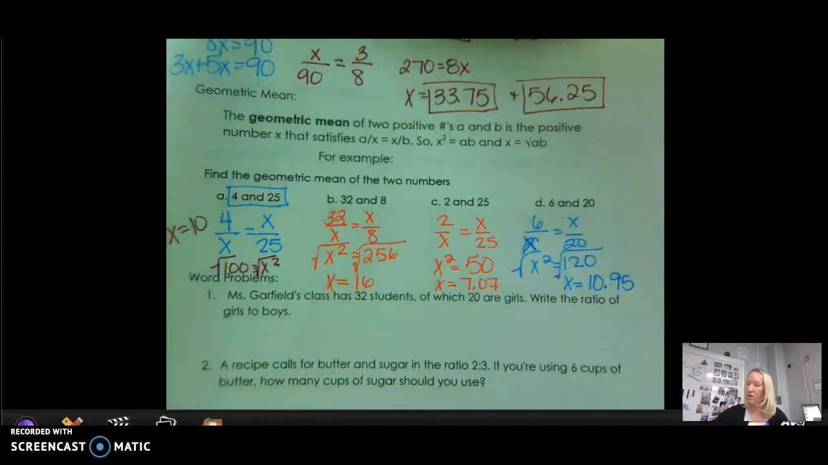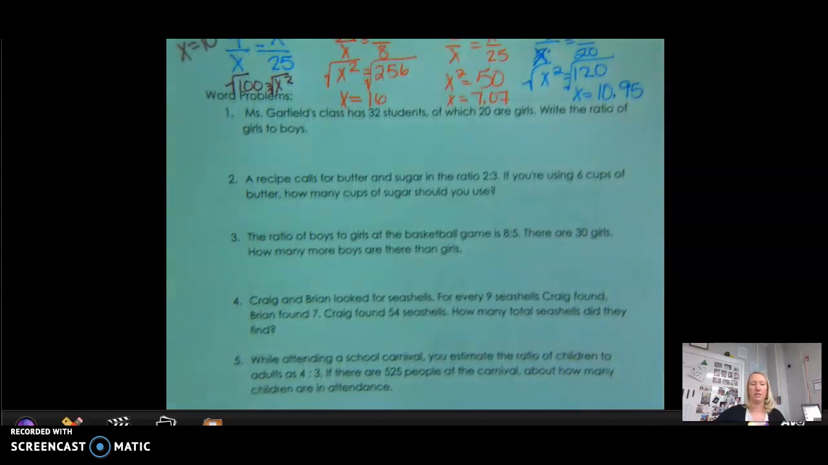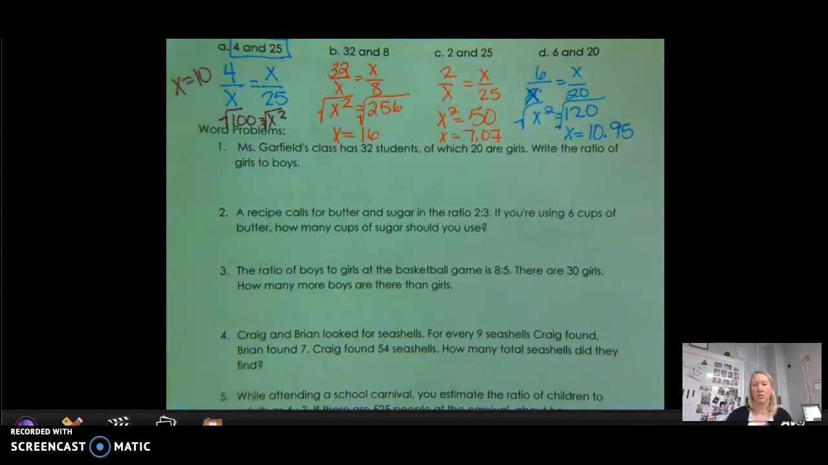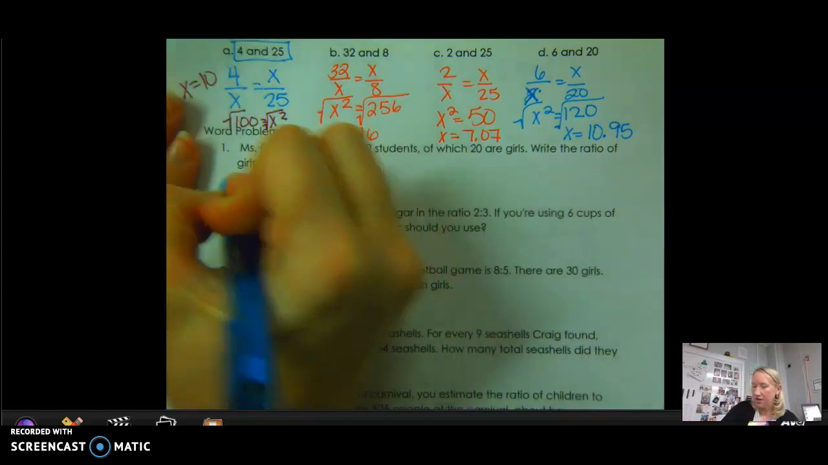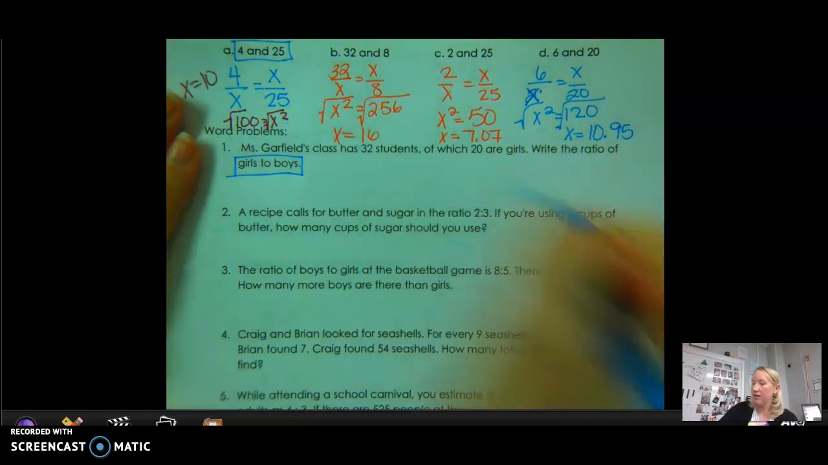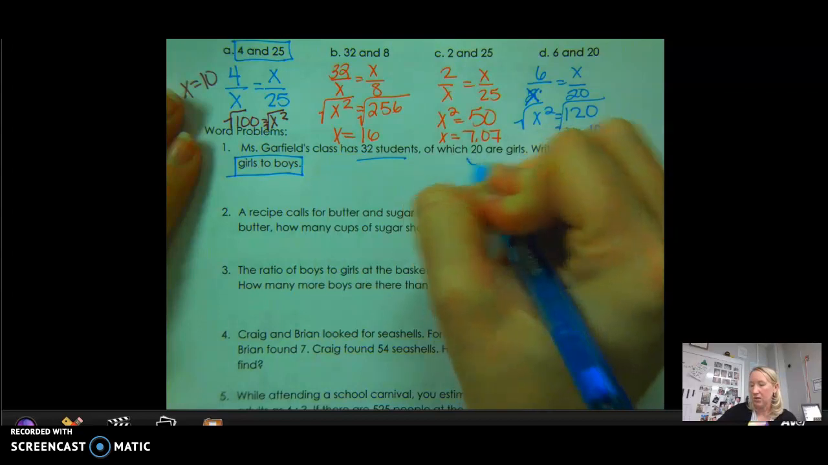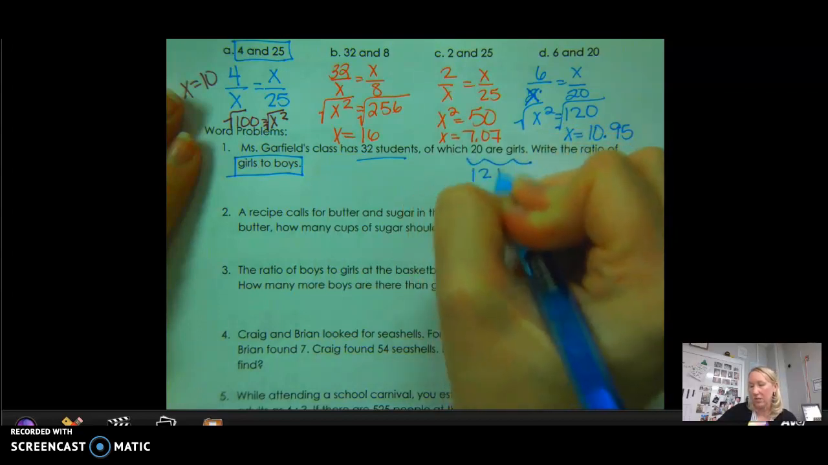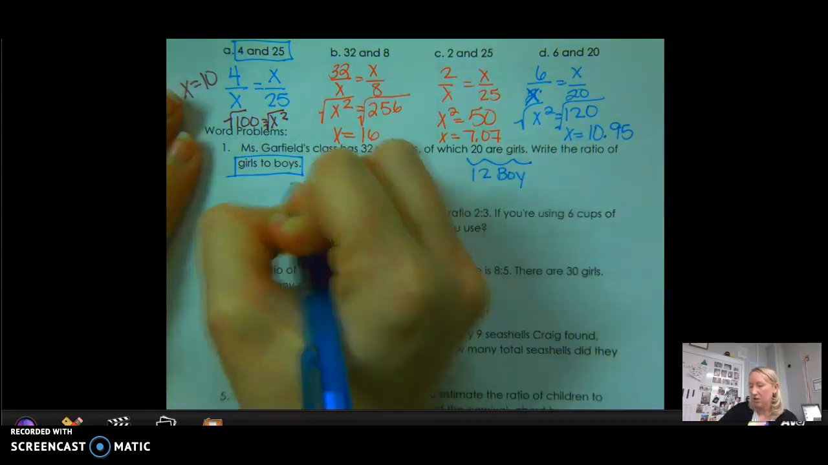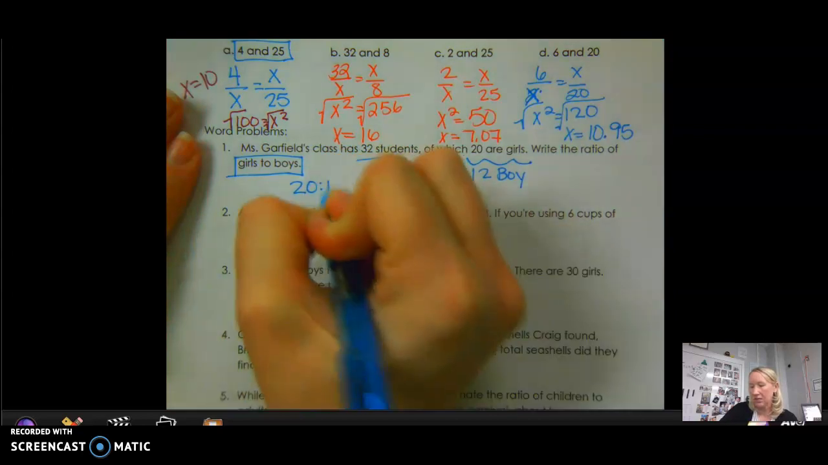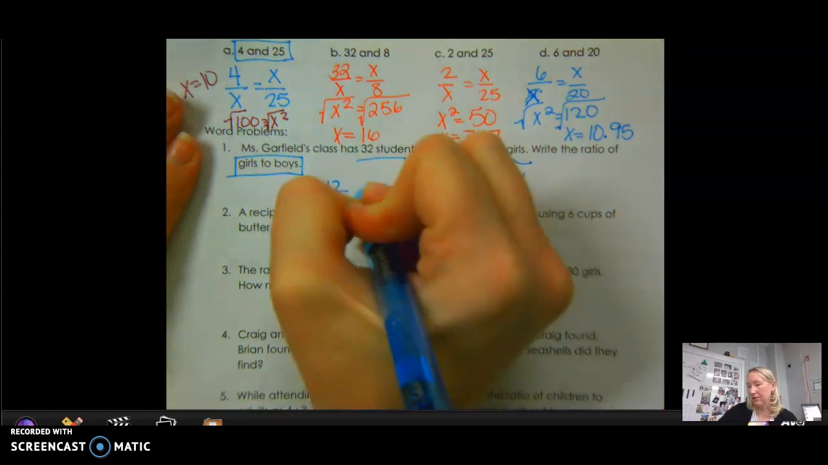Okay? Word problems. Go ahead and pause me and then unpause me when you are done. Okay, Miss Garfield's class has 32 students, of which 20 are girls. Write the ratio of girls to boys. Make sure to read the order that they want it. If there's 32 students total and 20 are girls, that would leave 12 for boys, right? So I want girls to boys in that order, but then you need to reduce that, right?